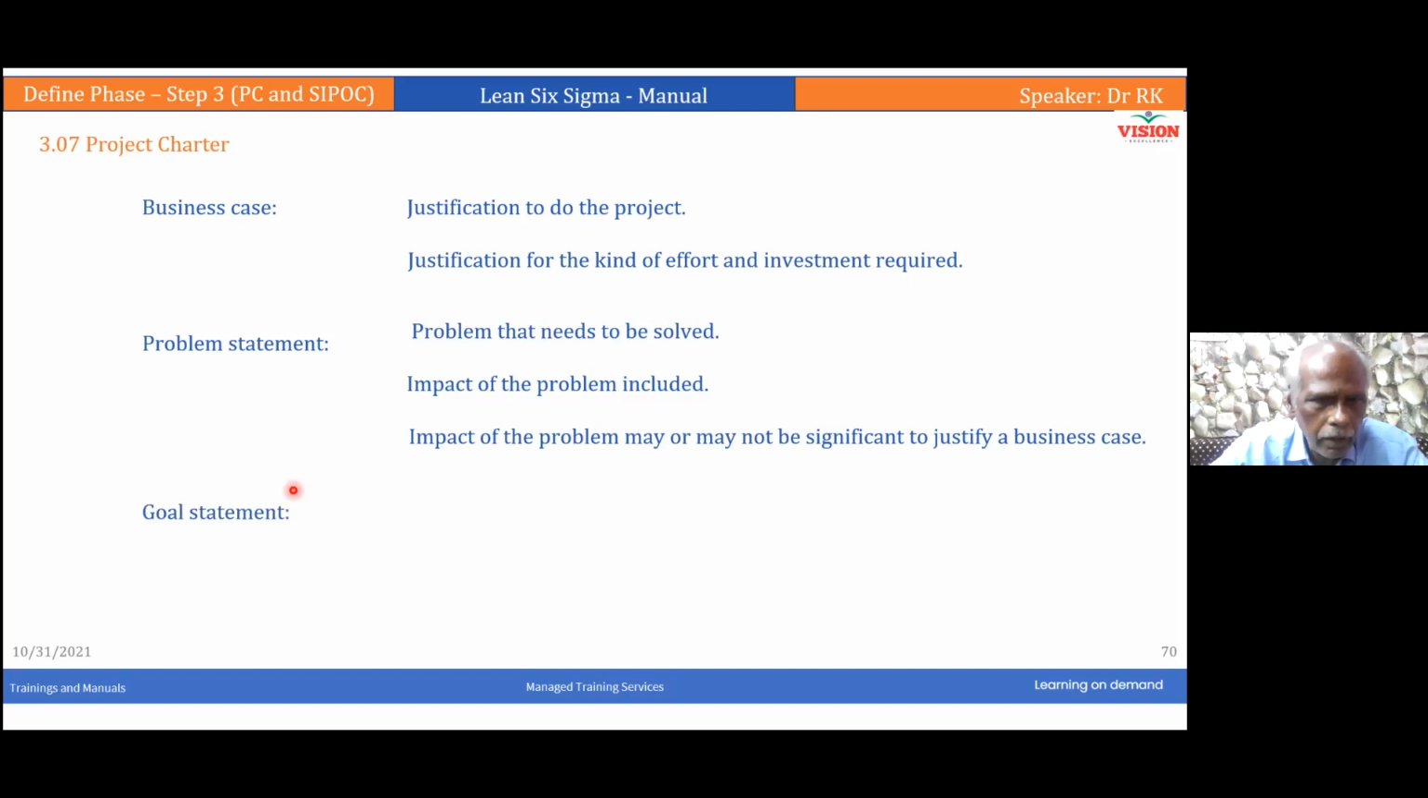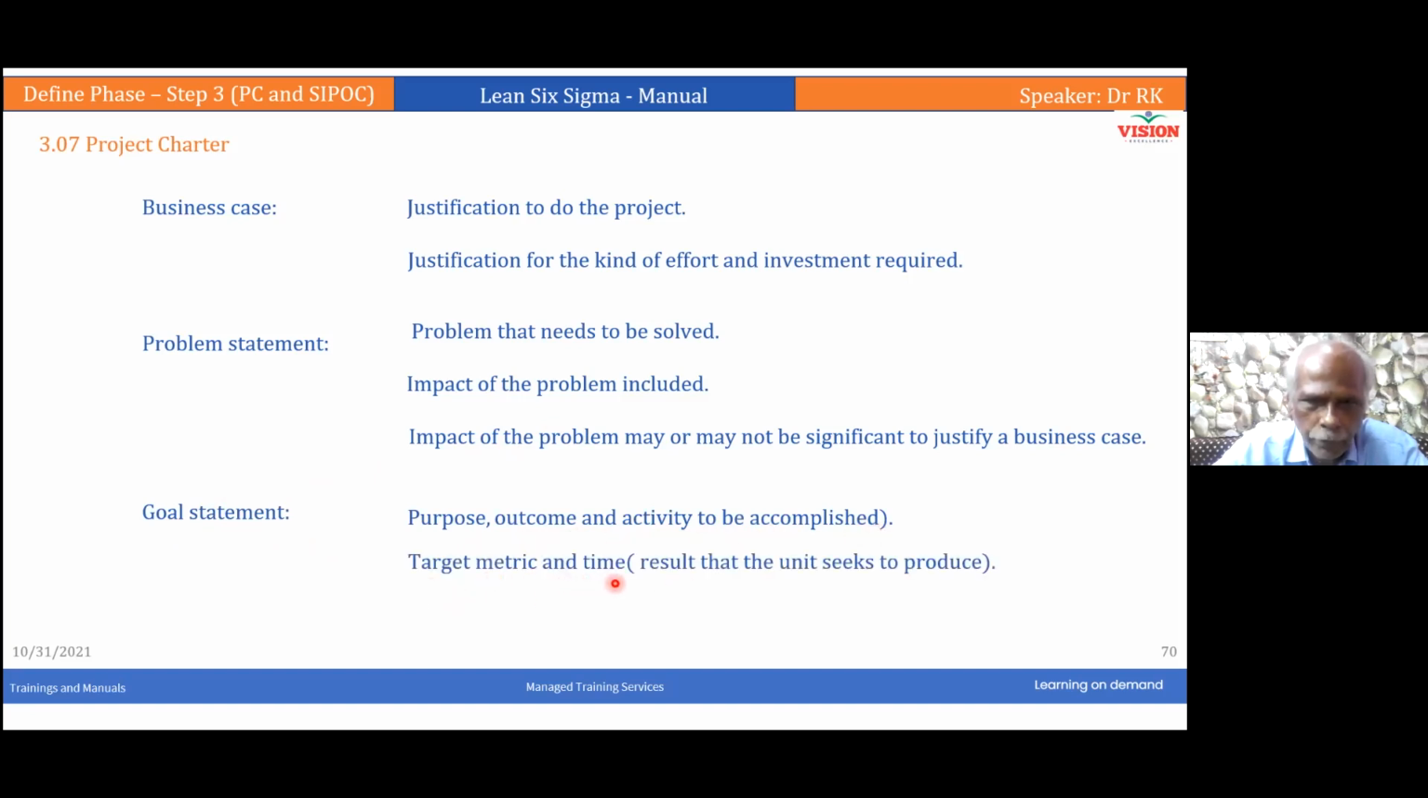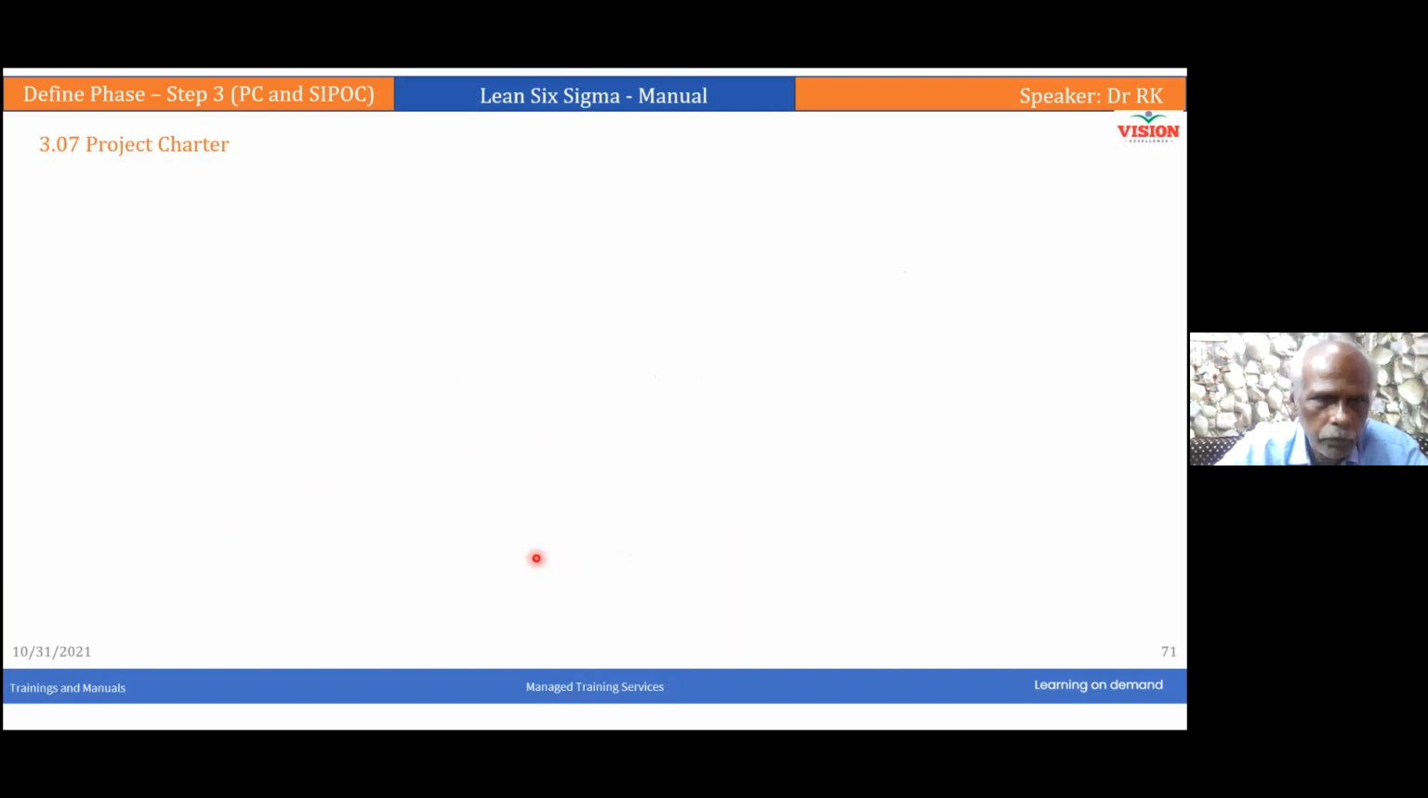Okay. Now, goal statement. It should be purposeful, and the outcome and activity to be accomplished should be mentioned there. And the target metric should be there, time should be there. The result that the unit seeks to produce, that is the target metric and target time. The result that the unit seeks to produce, in measurement as well as in time scale.